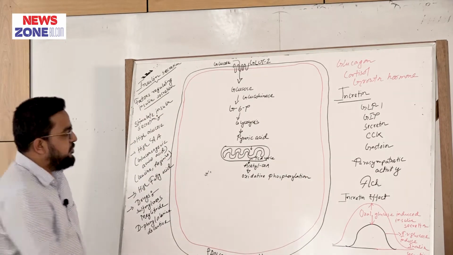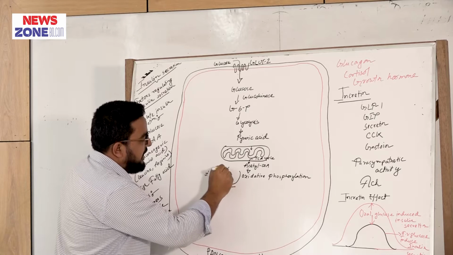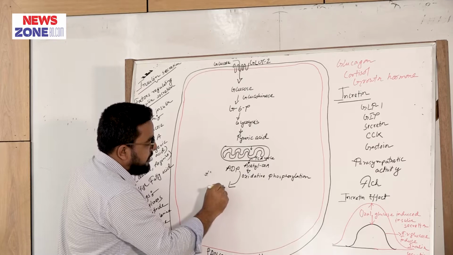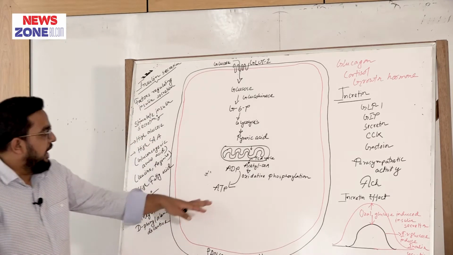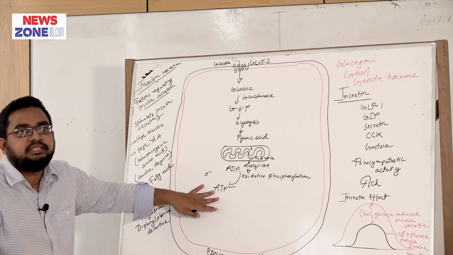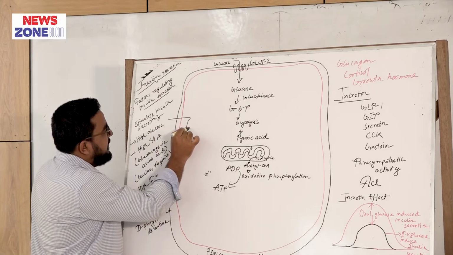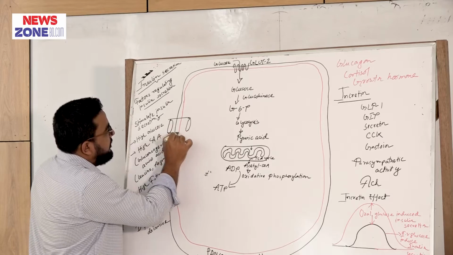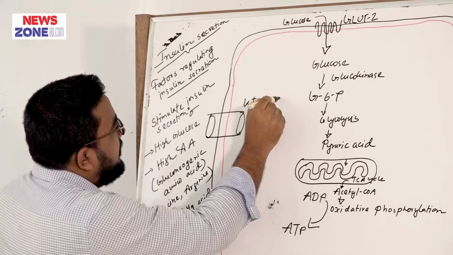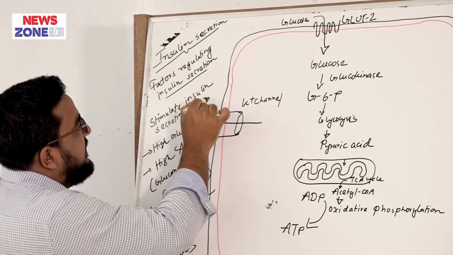From this oxidative phosphorylation, ADP is converted into ATP. This is the production of ATP in the pancreatic beta cell, and this ATP is highly sensitive to a channel called the potassium channel. This is the potassium channel. And normally potassium goes outside from the pancreatic beta cell.